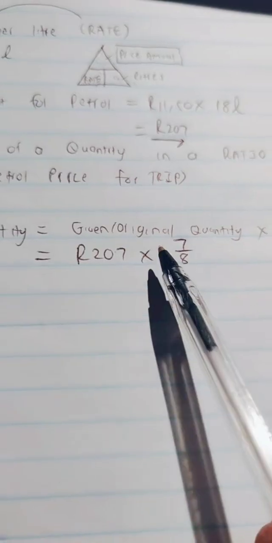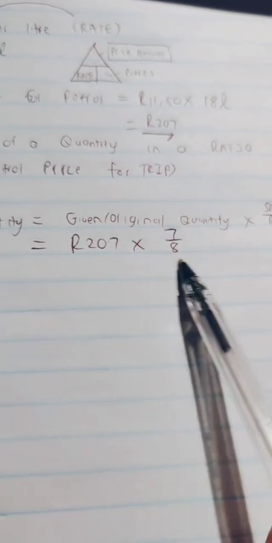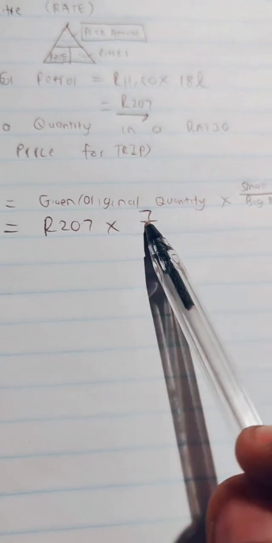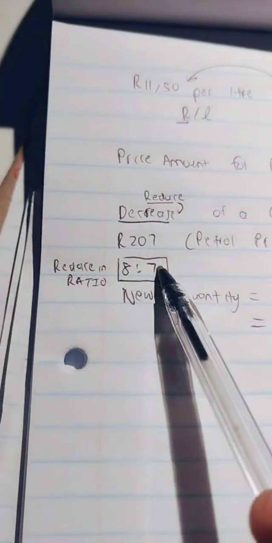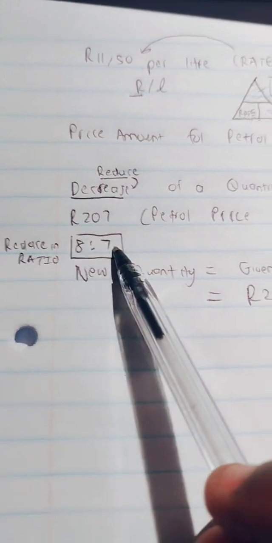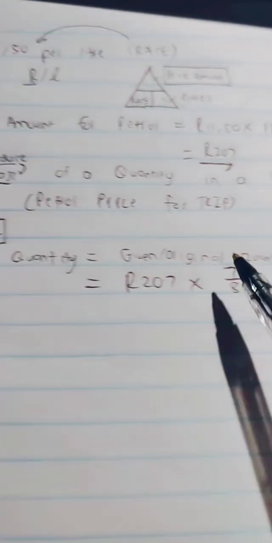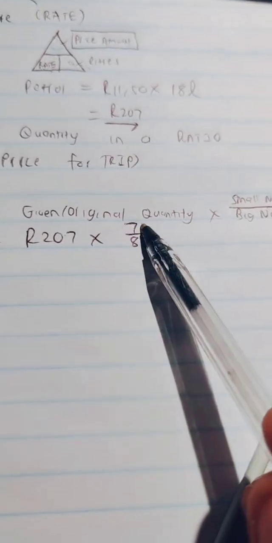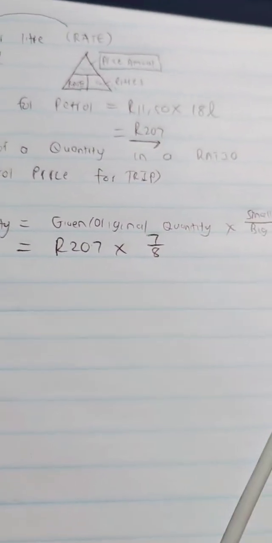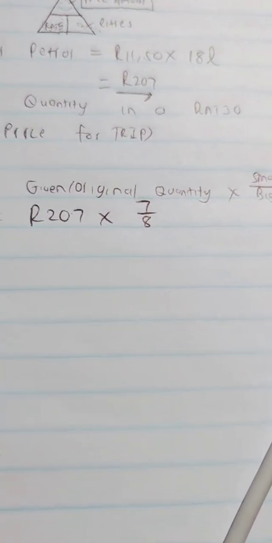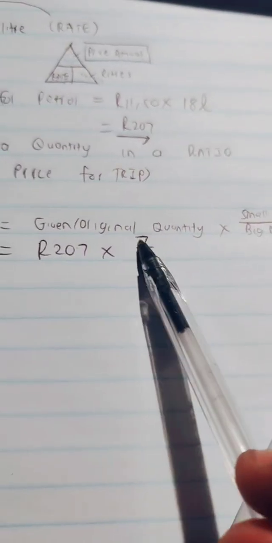We multiply it by the rational fraction, where the smallest number in your ratio will be in the numerator, because we are told to reduce. So if we're told to reduce, the small number must be at the top, whereas the big number in the ratio must be at the bottom. Had we been told to increase or enlarge the price, then we would have the big number at the top and the small number at the bottom.